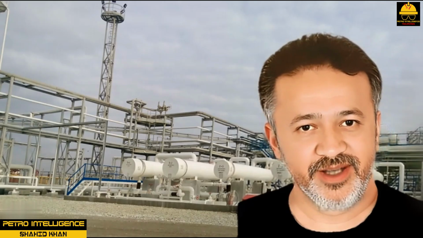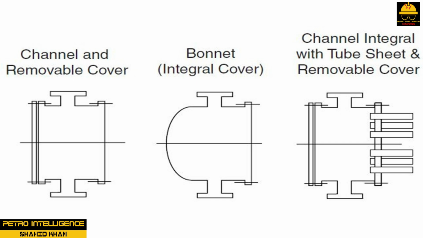Head. The heads, as shown in the picture, on a shell and tube heat exchanger can be classified as front end or rear end types. The front end head has 5 primary designs. 1. Channel and removable cover. 2. Bonnet. 3. Channel integral with the tube sheet and removable cover, removable tube bundle. 4. Channel integral with the tube sheet and removable cover, fixed to shell. And 5. Special high-pressure closure.